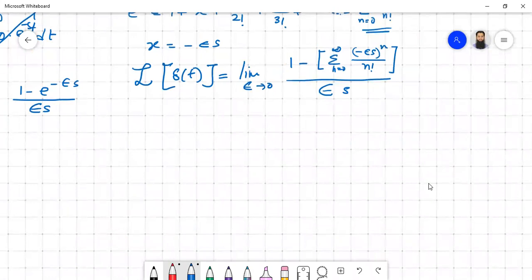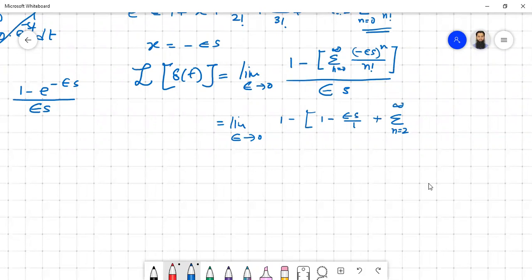Now, before applying the limit, we have to simplify. So limit epsilon tends to 0 of 1 minus, now if we expand it, 1 minus epsilon s by 1 plus. The rest of the thing we don't have to use, so we can keep it as a summation from n equal to 2. We're just taking the first two terms, n equal to 0 and n equal to 1, and the rest is still in the summation: minus 1 to the power n, epsilon s to the power n divided by factorial n.